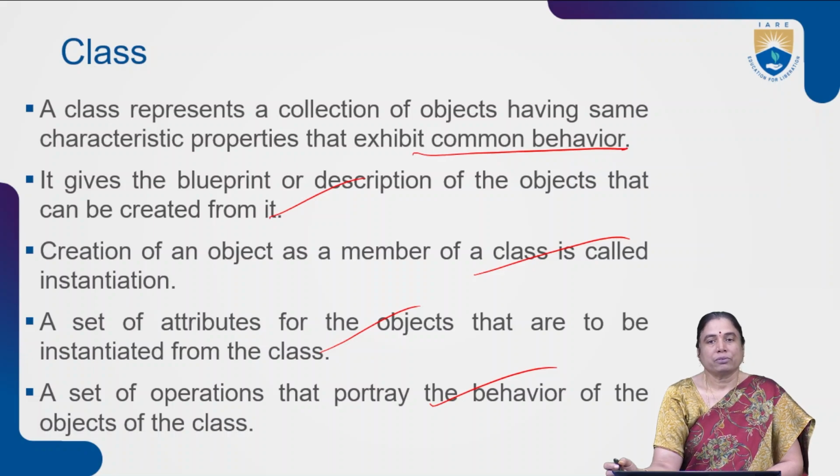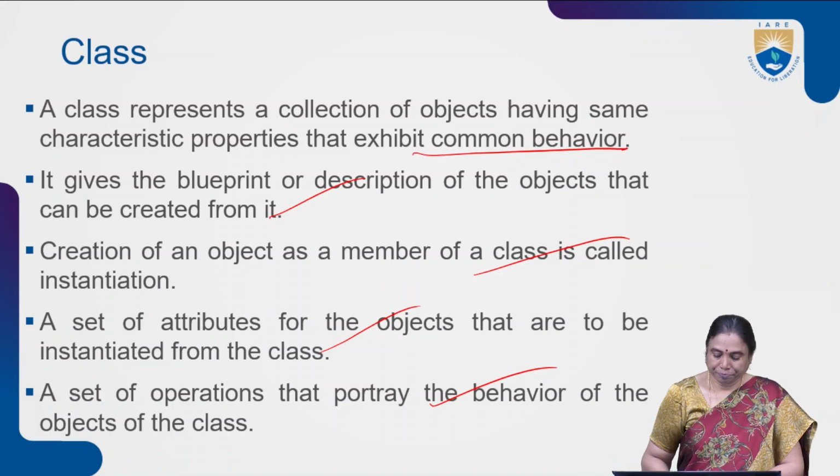So, a class can also have three compartments while being represented in UML diagrams: the class name or identity, the data on which the class or object must be instantiated, and the operations or methods which will provide the behavior.